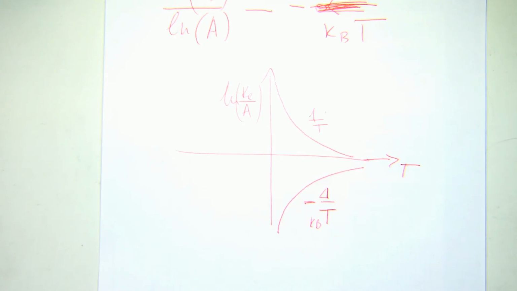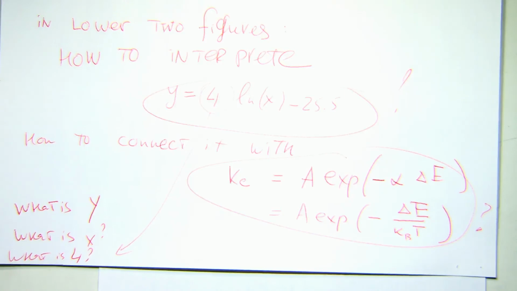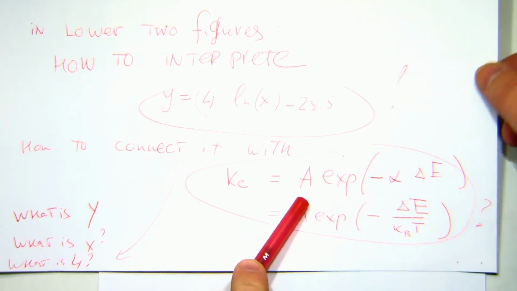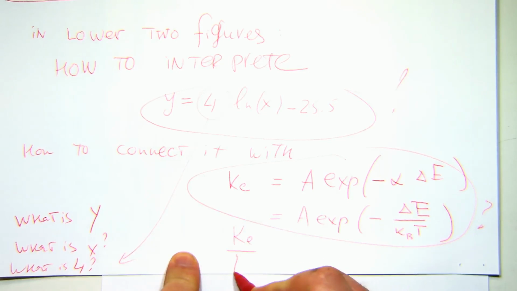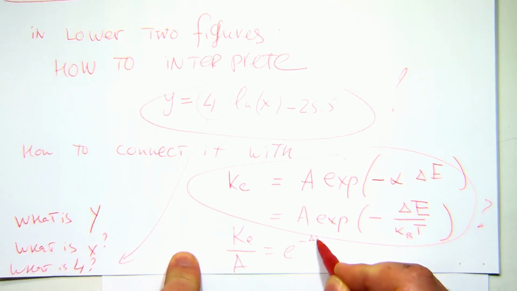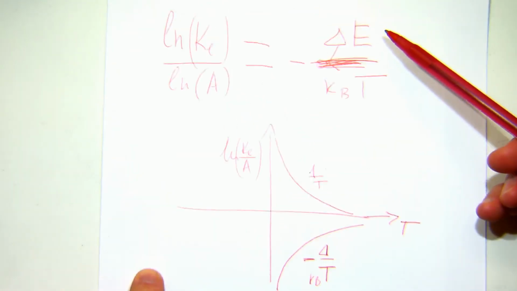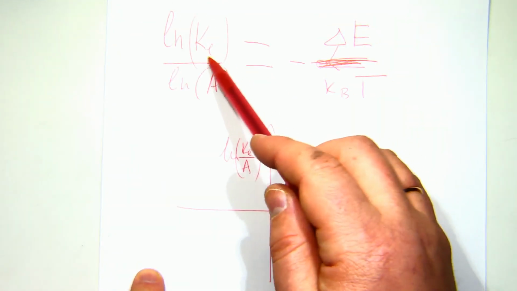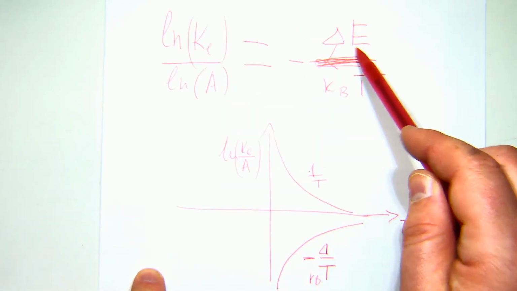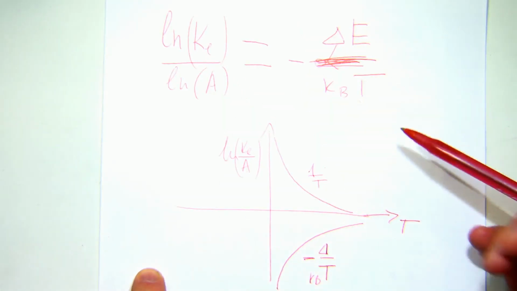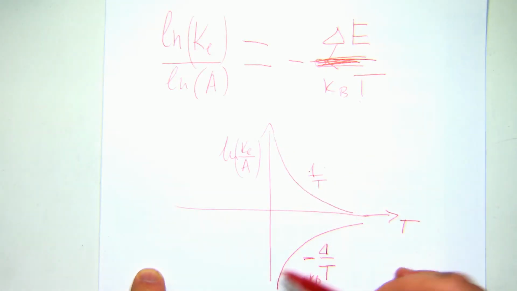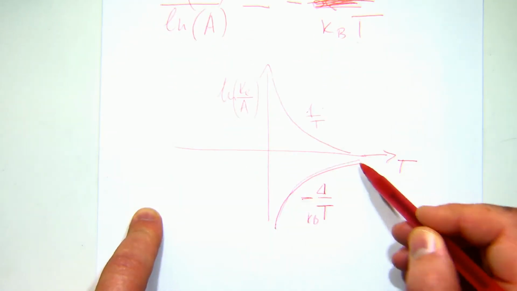Let me continue my comment. If we take the gap law in this form of negative exponential, and then apply the logarithm, like divide k over A, and apply the logarithm to left and right, then the logarithm of the rate is minus energy offset over temperature. And 1 over temperature is a declining function, and minus 1 over temperature is an increasing function.